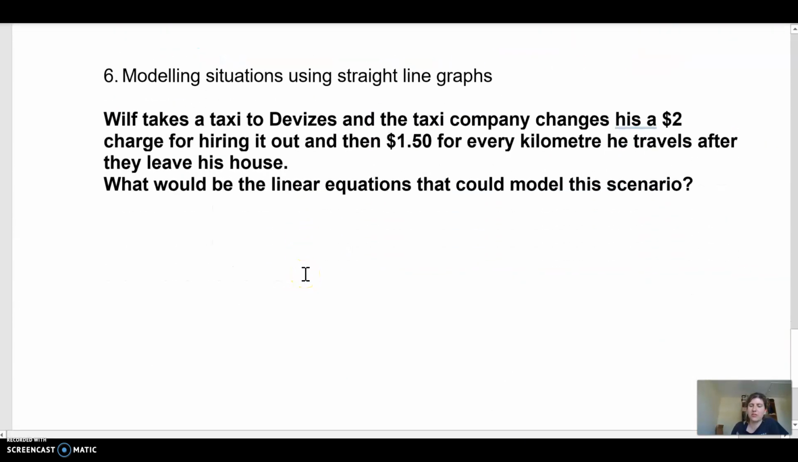Okay, very last bit. Wilf is taking a taxi, so this is modelling using straight line graphs. Wilf is taking a taxi to Devizes. The taxi company charges him a £2 charge. Now I couldn't get pounds on my Australian computer, but I'll write it in as pounds for you poms. So he's got a £2 charge for hiring it out, and then for every kilometre he travels, the company is going to charge him £1.50 per kilometre. So in this case, when he's gone 0 kilometres, the company's charged him £2.